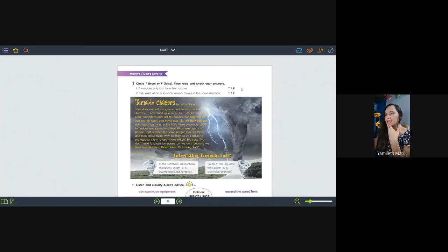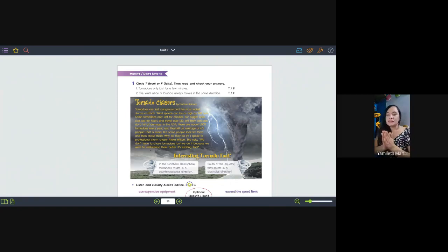I think the answer is true. Then we are gonna discover if these answers are correct or not. I think it's true. Number two, the wind inside a tornado always moves in the same direction. I think it's false. What do you think? True or false? For me, it's false, the second. The first one is true and the second is false.